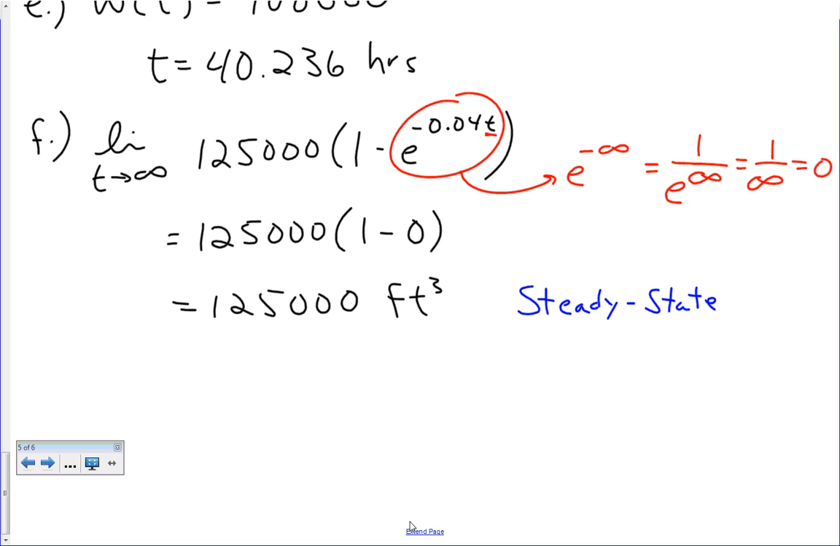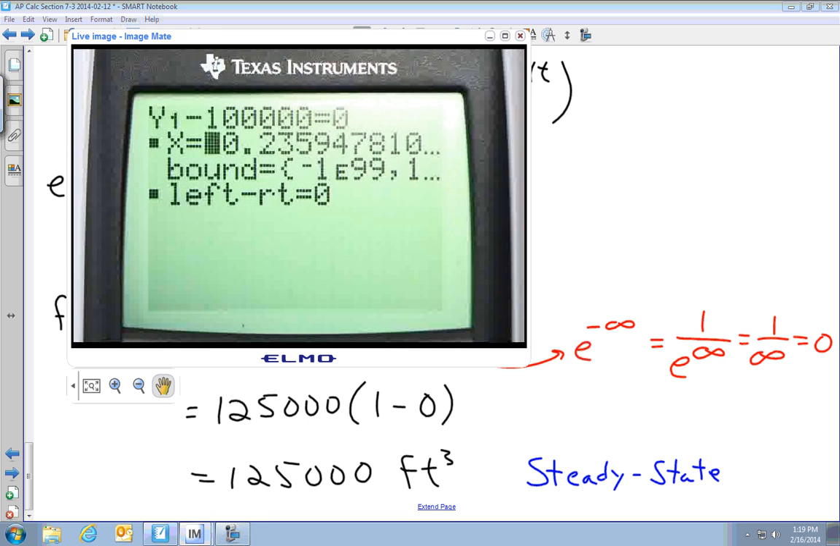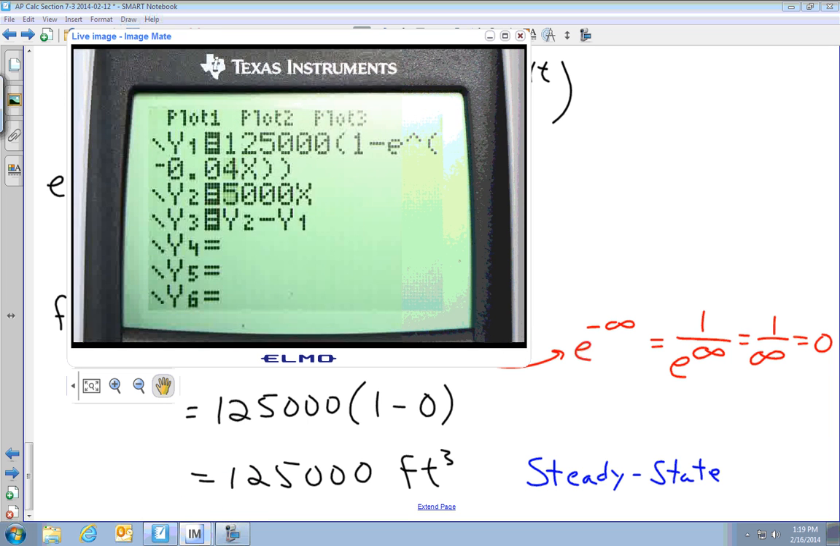All right, look at G. G says to draw the graph of W versus T, showing the asymptote. So again, when we take the limit of a function as T goes to infinity and we get a constant, that's called a horizontal asymptote. Let's see if we actually see that show up here in our graph. We have that equation in Y1. In fact, I'm going to get rid of, or at least shut off, these other two equations. I don't need those to graph along with it.